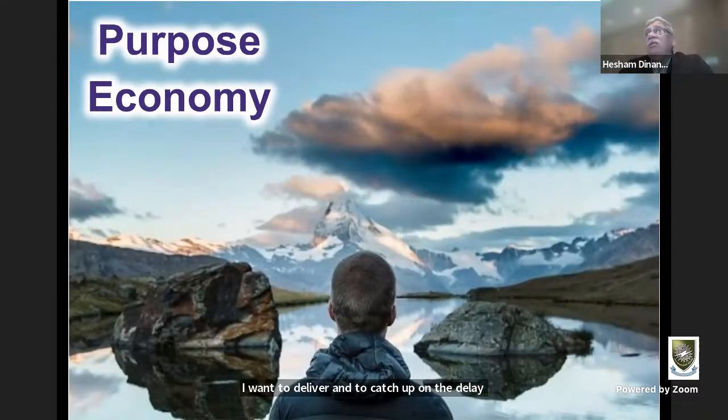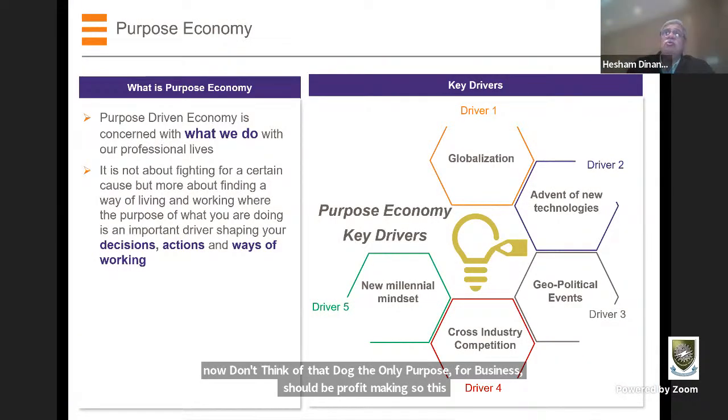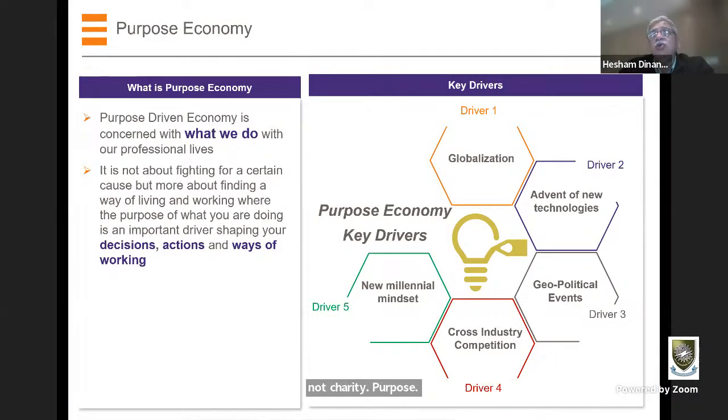The purpose economy is really another fascinating type of economy where we're trying to achieve the triple aim of having not only profits, but profit and people and planet into the equation, where younger generations now don't think that the only purpose for business should be profit making. So this is where the purpose economy comes in. Purpose economy is not charity. Purpose economy is not about social responsibility. Purpose economy is economic models where we can balance the way we work to cover both profit and people at the same time. People, of course, we mean the social impact of the businesses.